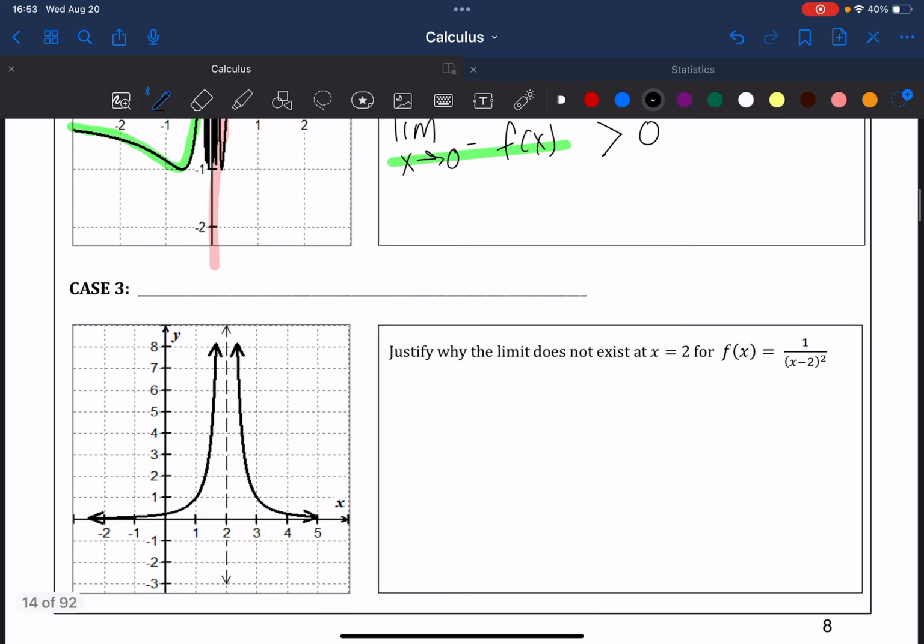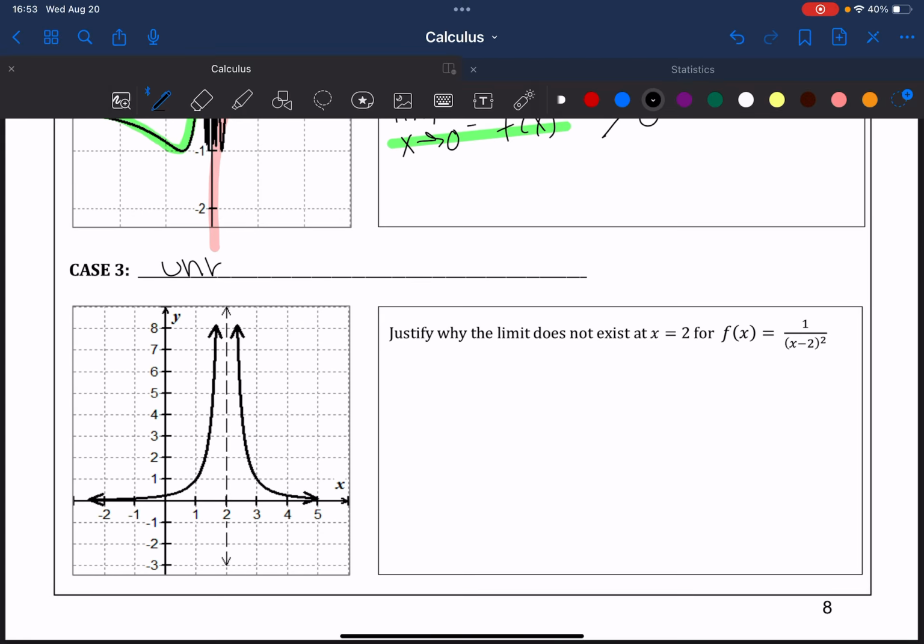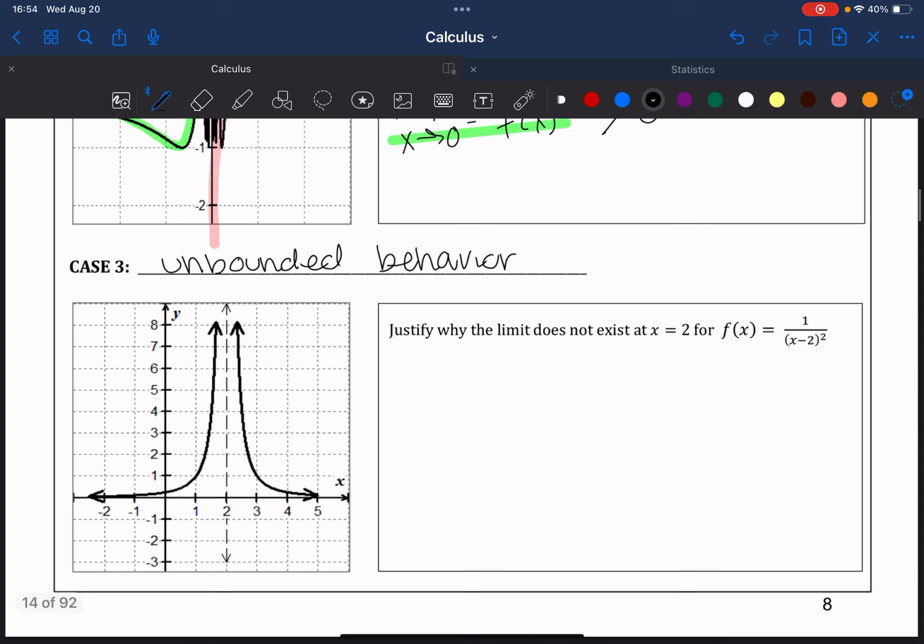And that leads us to case 3, which is the unbounded behavior. All this means is that if you look at the graph, you'll notice that it is going to infinity or negative infinity in either direction. And it wants us to prove this by proving that the limit does not exist at x equals 2 for the following function. So like always, we look at the limit from both sides. The limit as x approaches 2 from the right of f of x, and then the limit as x approaches 2 from the left of f of x.